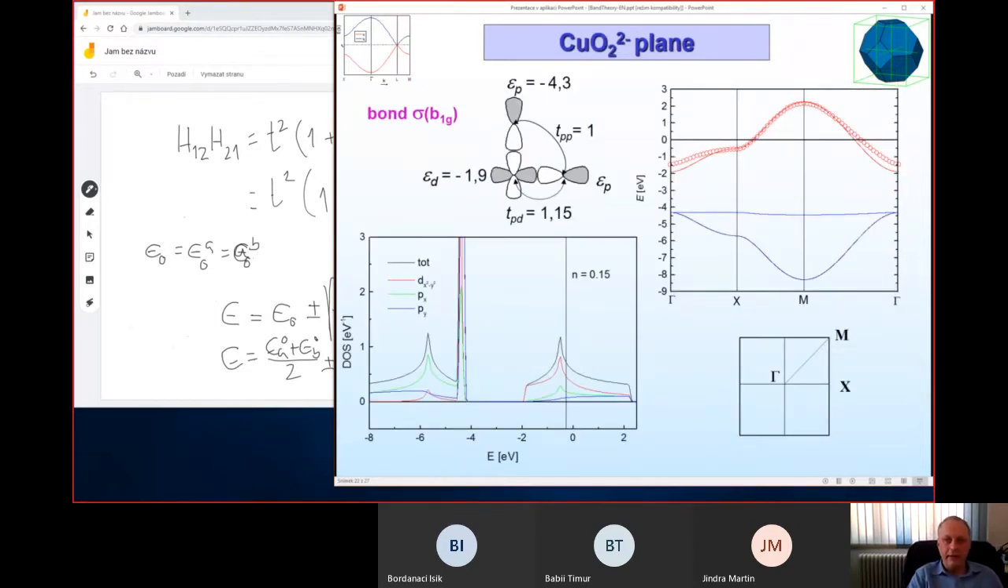Now, a 2-dimensional example, that means we consider a plane with 2 types of atoms. One is more electronegative, like oxygen, and one is more electropositive, like copper. And this CuO2 plane is present in high temperature superconducting cuprates. The conducting part of the crystal is planar, and it consists of the d orbitals of copper and the p orbitals of oxygen.